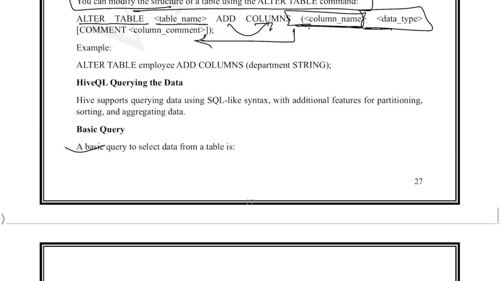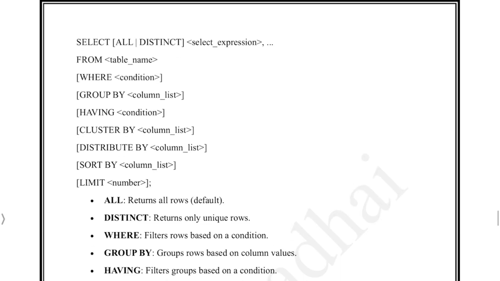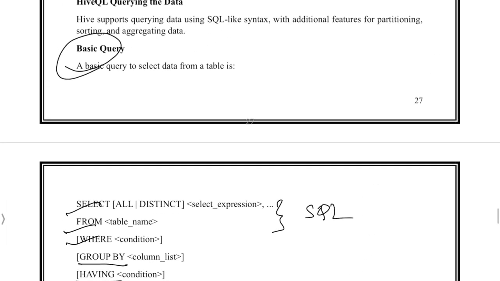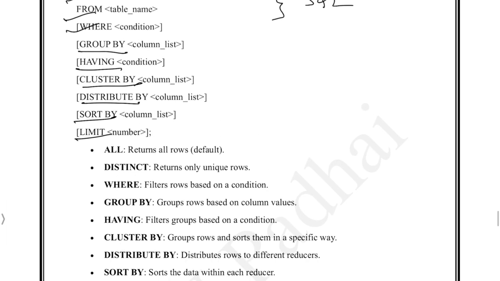How will you query? A basic query of HiveQL is here. First is select, from, where, all are SQL. You already know, all are SQL commands only, nothing different is there. Group by, having, cluster by, distribute by, sort by, limit. So first, we have ALL, which returns all the rows. DISTINCT in the sense return only the unique rows.